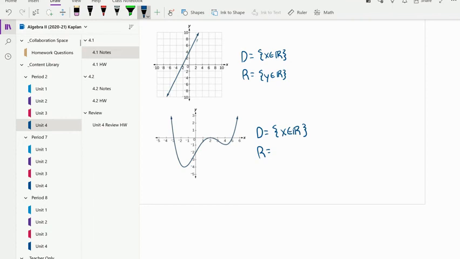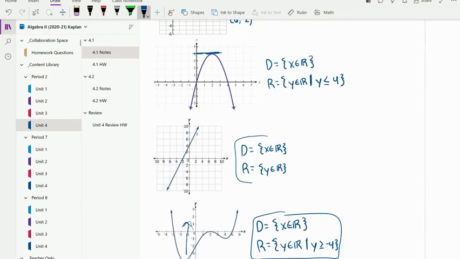And if you look, let's find our lowest y value. Well, it looks like our y values cap here at -4, right? And it looks like we've got everything above that. So we're going to say y is in all reals such that y is greater than or equal to -4. We'll circle our answers here. Sorry, I forgot to circle these ones. And that's that. We got to work on domain and range.